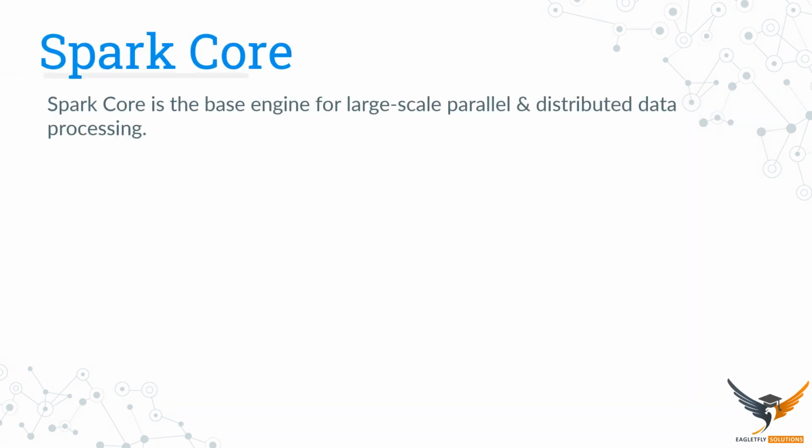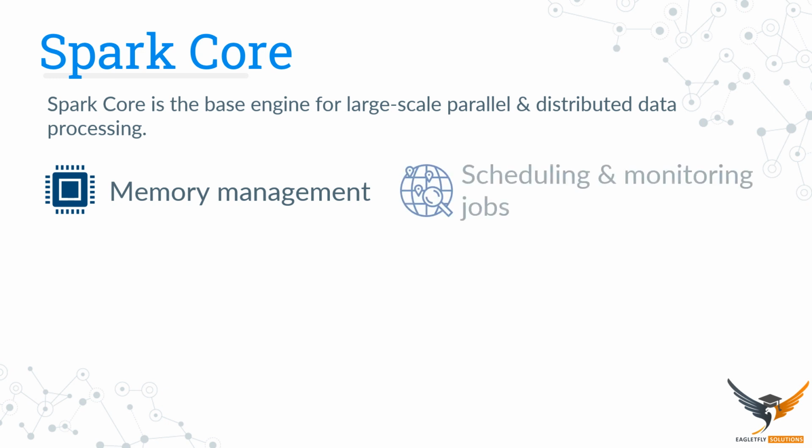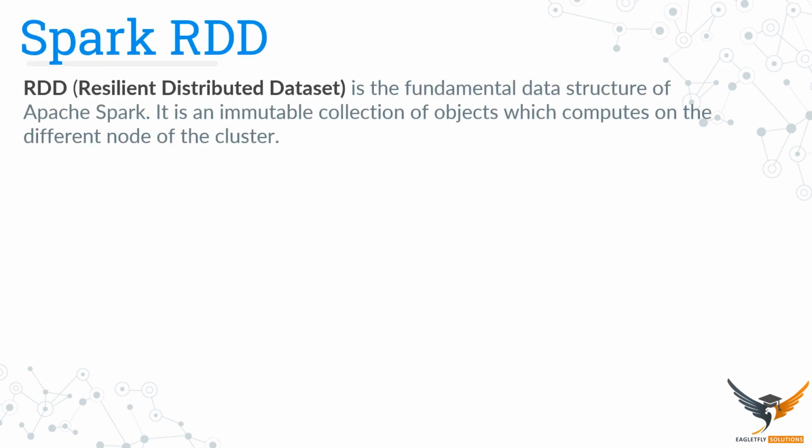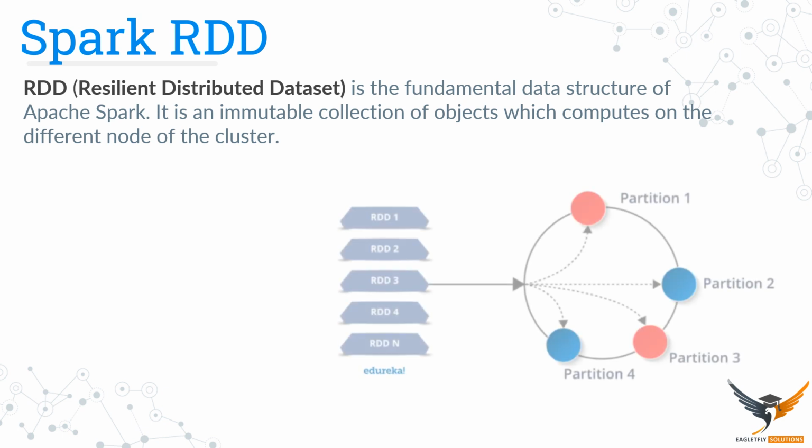Spark Core. It is the base engine for large-scale, parallel and distributed data processing. It helps in memory management, scheduling and monitoring jobs, fault recovery, and interacting with storage systems. Now let's discuss one of the important terms of Spark Core, which is Spark RDD, that is Resilient Distributed Dataset. It is the fundamental data structure of Apache Spark and it is an immutable collection of objects which computes on the different nodes of the cluster.